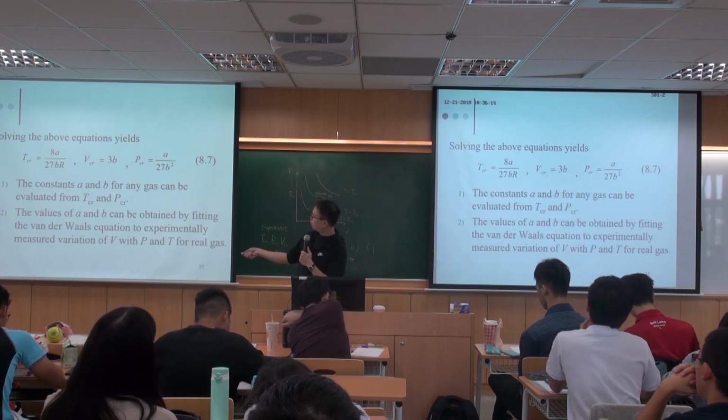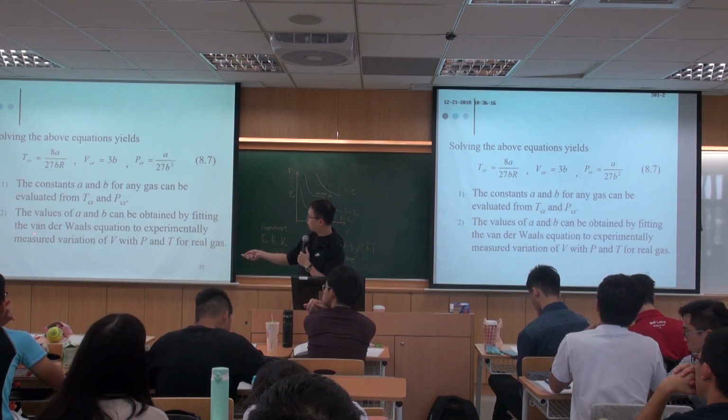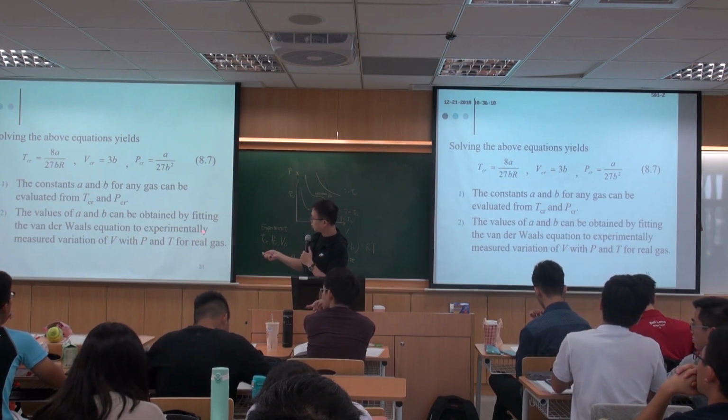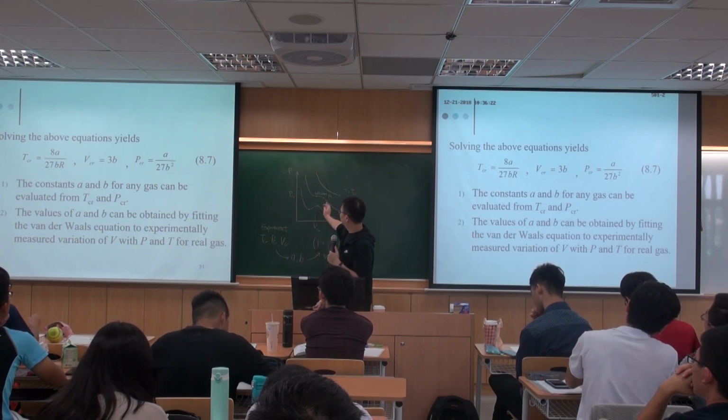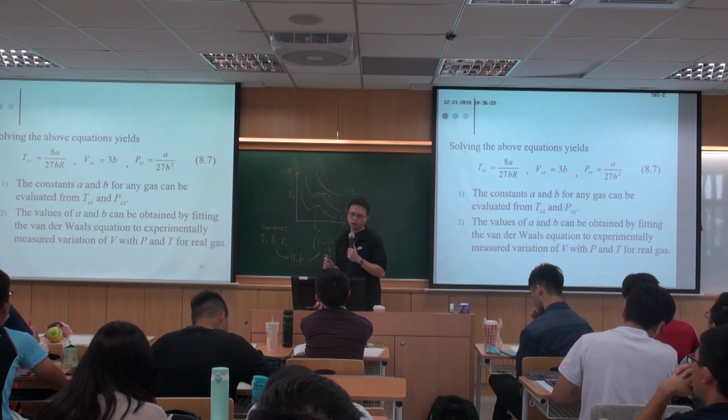So the values of A and B can be obtained by fitting the van der Waals equation to experimentally measured variation of V and P, which is this for a real gas. Okay, for a real gas.